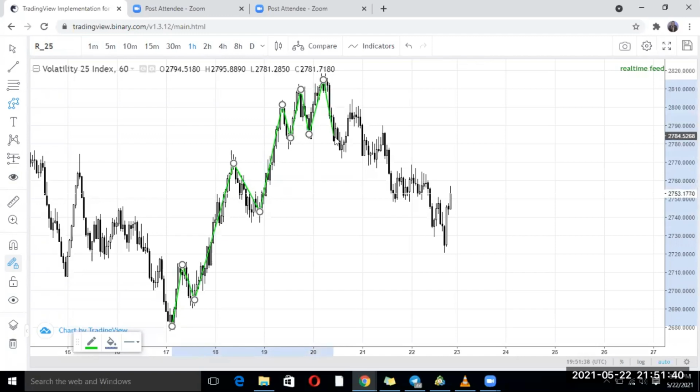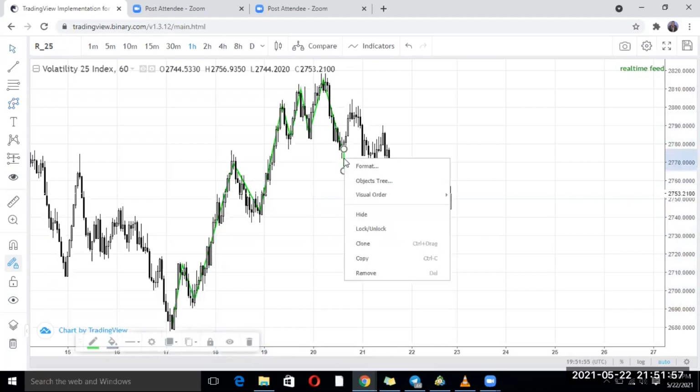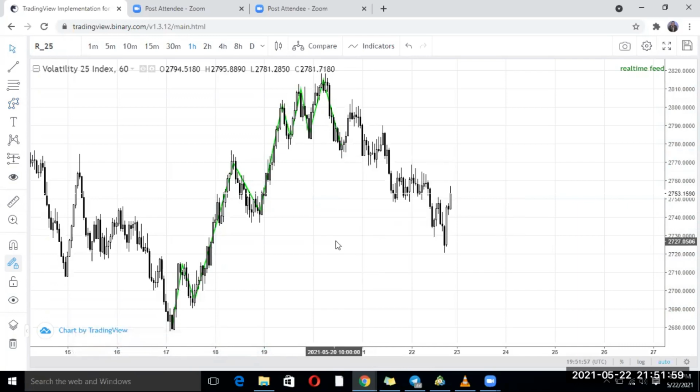Now it came all the way down and what? It broke structure, isn't it, guys? It broke structure, forming a new low here. Oh, sorry, guys. Let me remove this. All right. So, guys, you see this one here broke structure at this point. Why did it break structure?